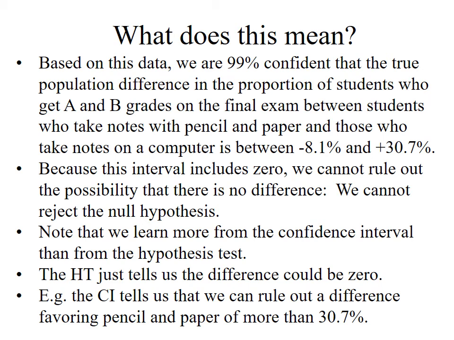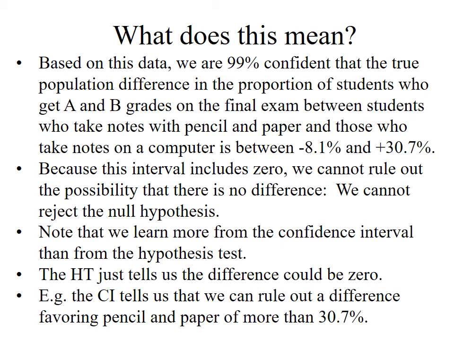For instance, this confidence interval tells us we could rule out a difference favoring pencil and paper of more than 30.7%. That's interesting. It says if pencil and paper is better, it's not going to be more than about 30% better. You're not going to have twice as many A's and B's among your pencil and paper group. Similarly, I conclude that if taking notes on the computer is better, the difference isn't going to be more than 8% or so. You're never going to have 20 or 30% more A's and B's among the computer note takers as opposed to the pencil and paper note takers. It says the difference between these two has got to be pinned somewhere in that range.